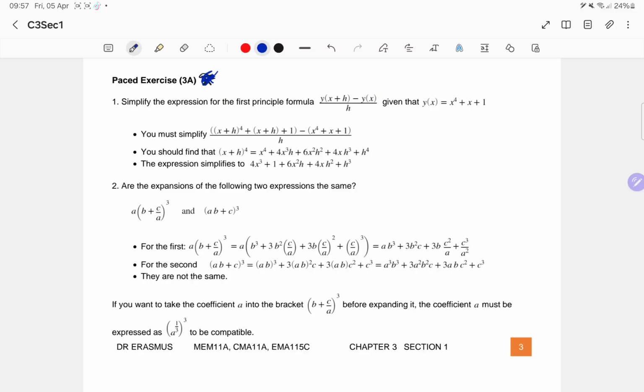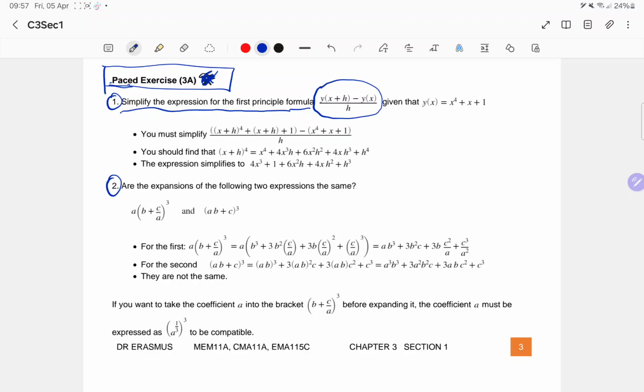So this recording is for paste exercise 3A. This is chapter 3, section 1. The paste exercise has 2 questions. So let's start with question 1. Simplify the expression for the first principal formula, which is given by this.